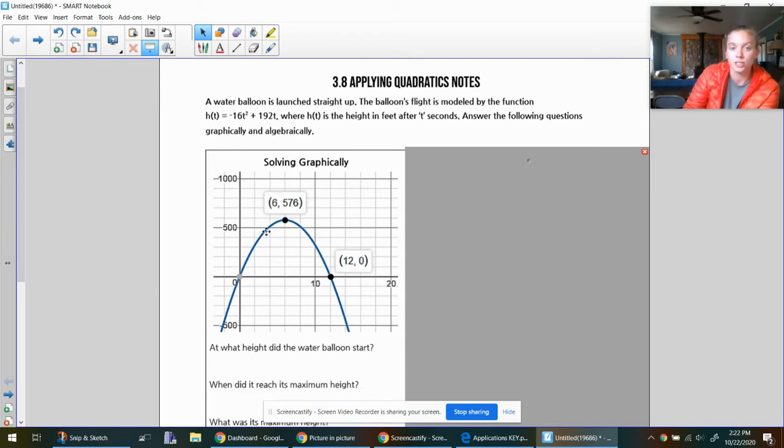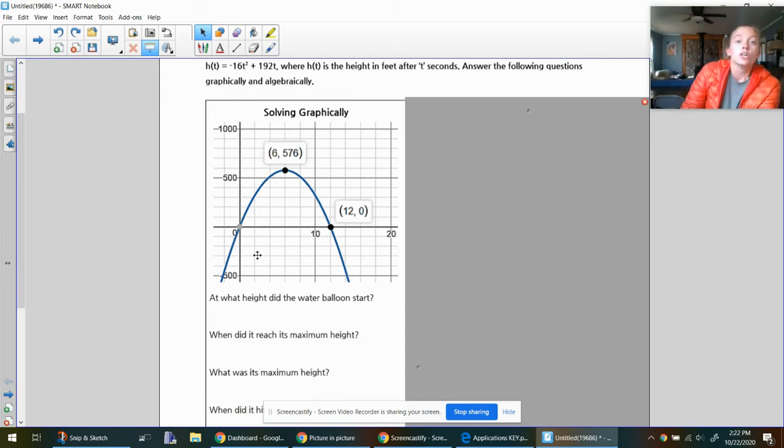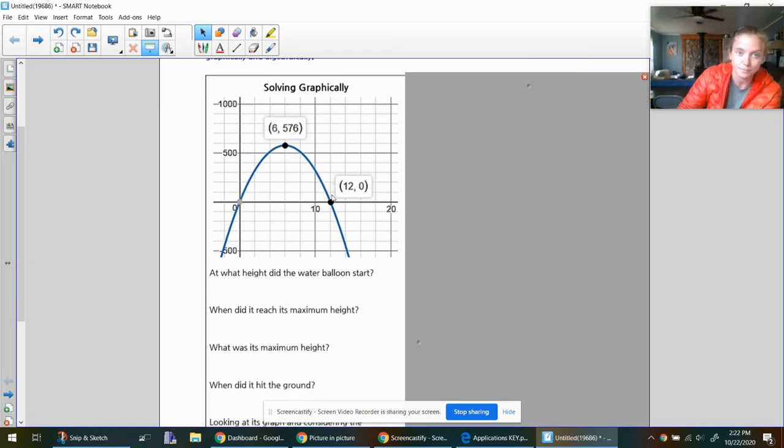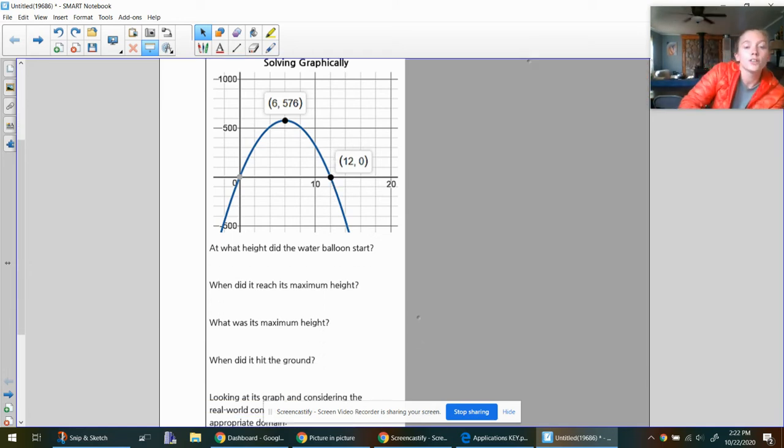We're going to look at the graph first. So this is the graph of our function, h of t equals negative 16t squared plus 192t. The first question that we're going to answer is, at what height does the water balloon start? Well, if we look at our graph, the y-intercept is at 0 feet. So the water balloon starts at 0 feet.